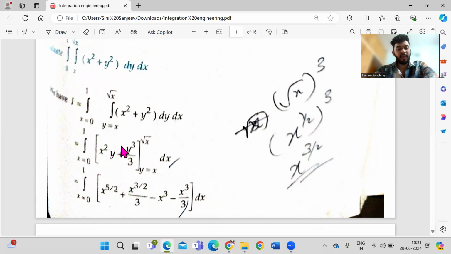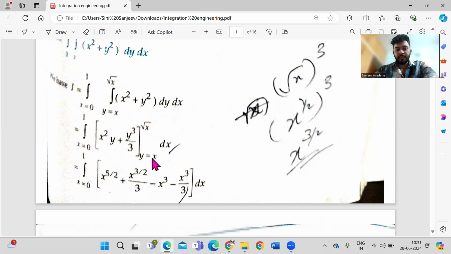So in place of y, I have to put root x. Root x is basically x power 1 by 2. And here it is x square. So 2 plus 1 by 2 is 5 by 2. You can use the calculator for the same. Similarly, here also, root x in place of y cube. So x power 1 by 2 into 3, that is x power 3 by 2 by 3. And then upper limit minus lower limit. Lower limit you can put here, so it will become x cube and x cube by 3.